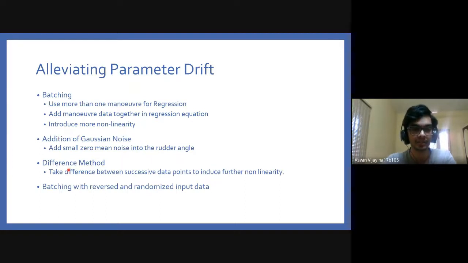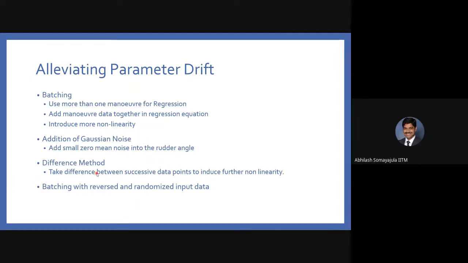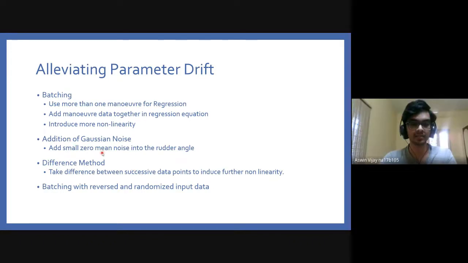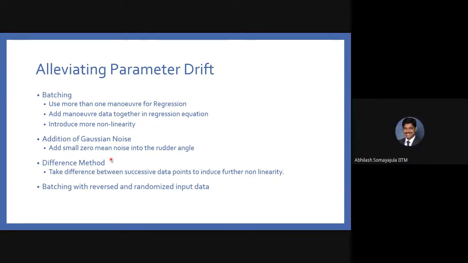And there is also something called the difference method, where I take consecutive differences between the data points to introduce more nonlinearity. And this is one more technique that I came up with, which is randomizing the input data, which also seems to be working, but not that well. What is the third one? Come again? The difference method. So what are we doing in the difference method?